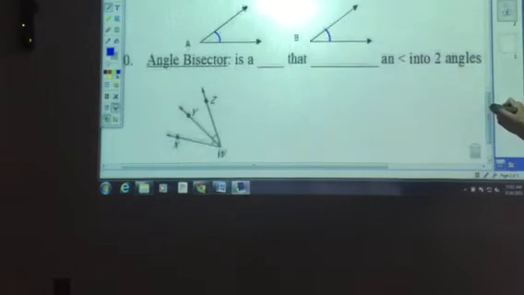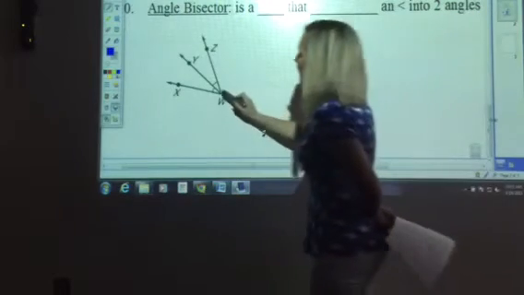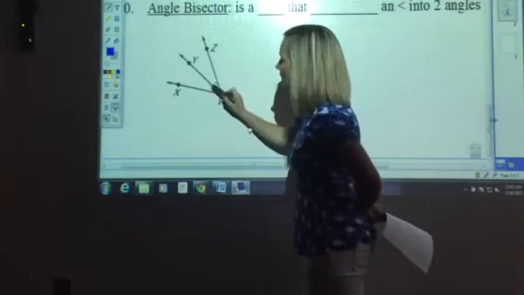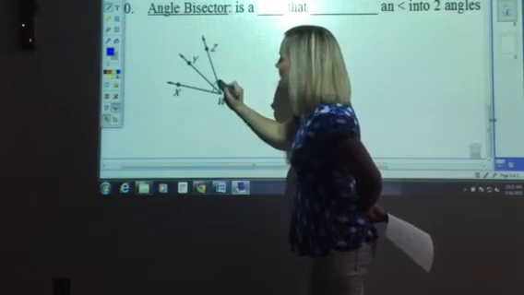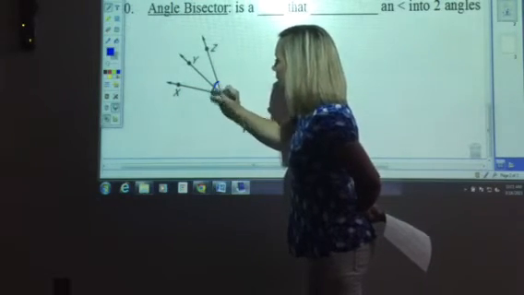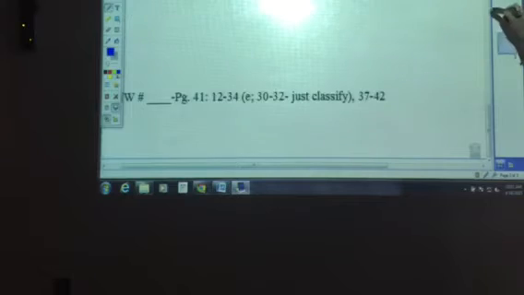All right, an angle bisector is a ray that divides an angle in half. So if I have this ray that bisects this great big angle, that means both of these smaller ones right here are going to be congruent. All right? Let's do one problem and we'll be done.